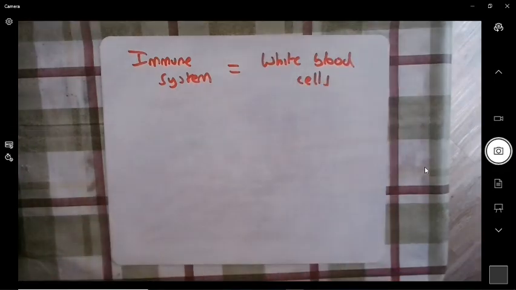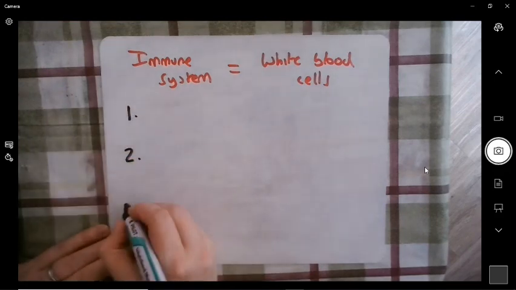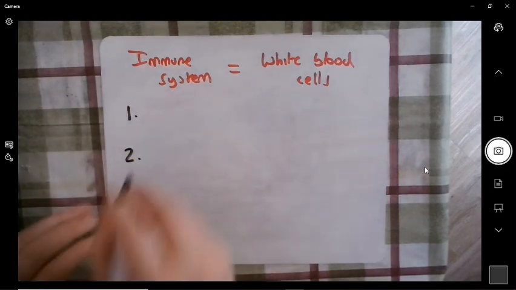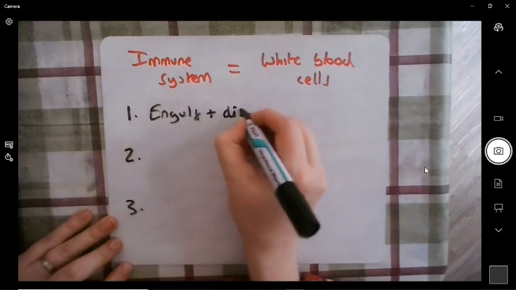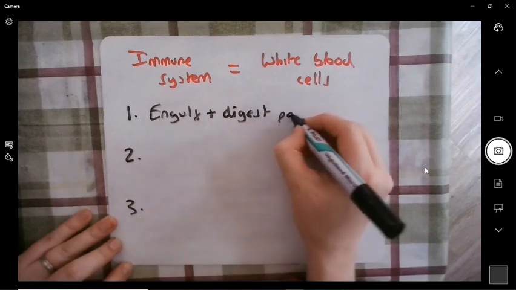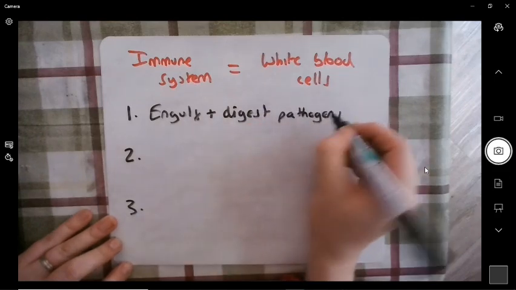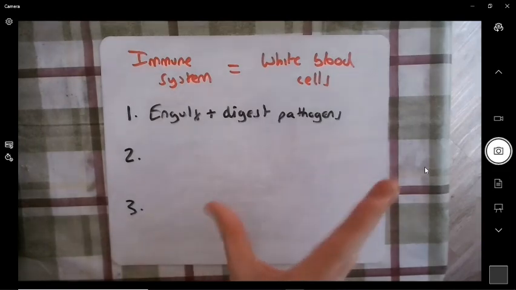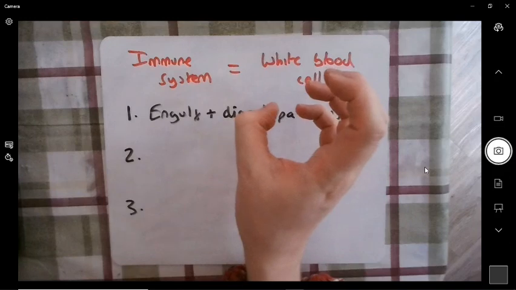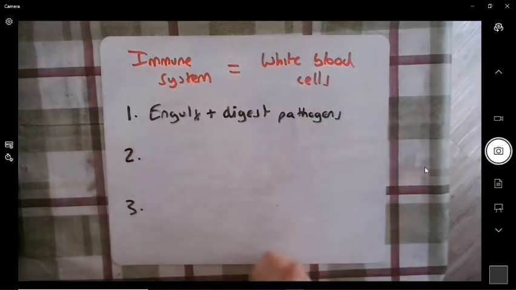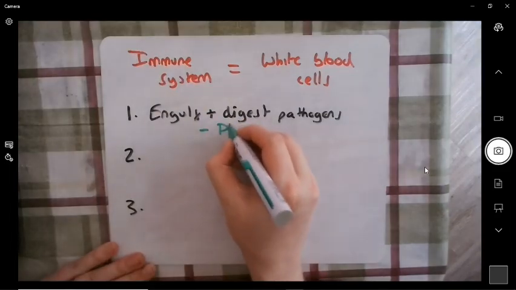And white blood cells do three main things. Some white blood cells engulf and digest the pathogens. I mean, they literally go up to the pathogen and go nom nom nom. So engulf it, that means take it in, and digest it. They'll use enzymes to digest. Those types that engulf and digest are phagocytes.